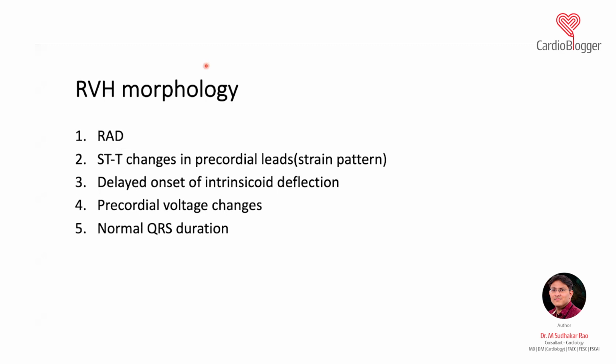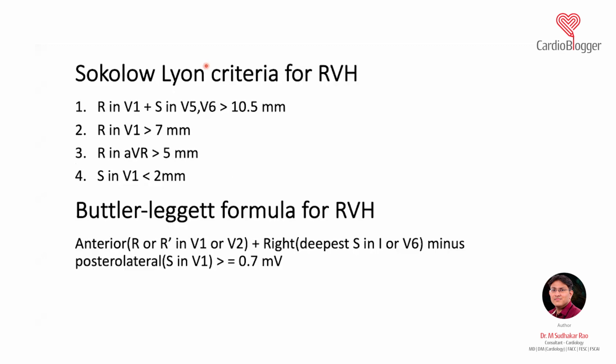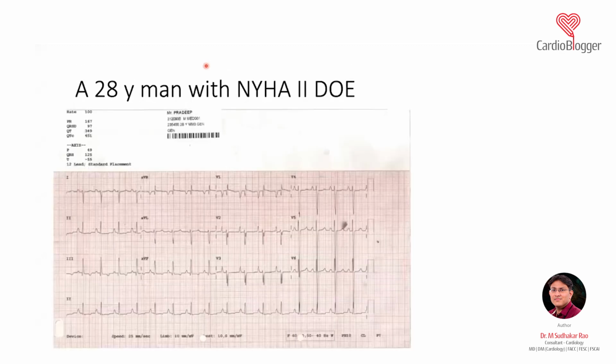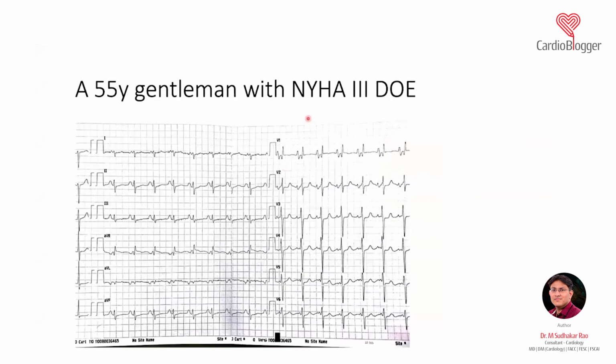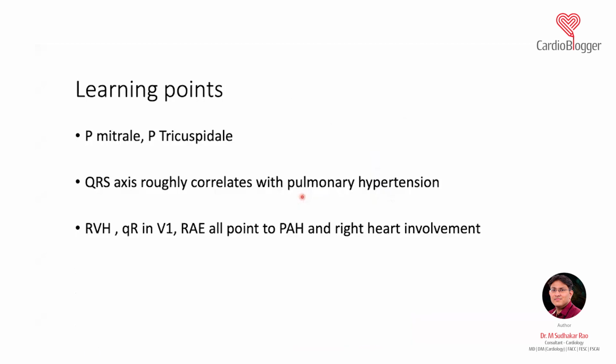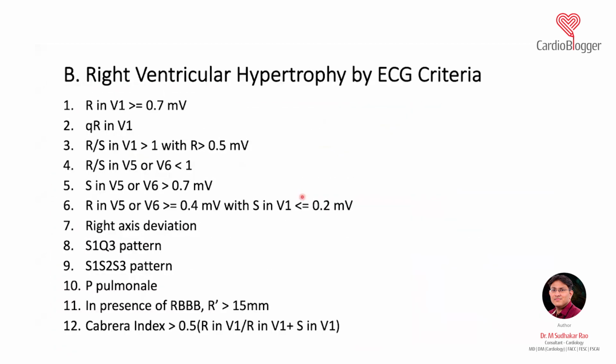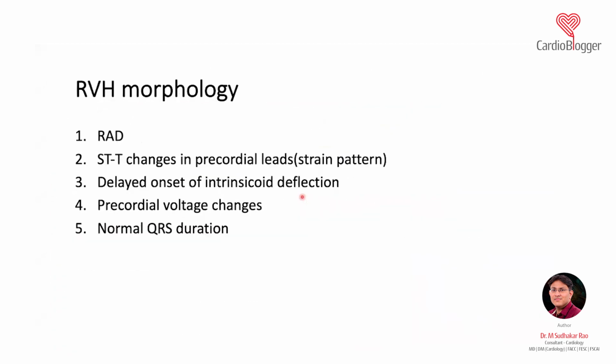Again, there is something known as ST changes or strain pattern, which I have shown you in this ECG. Here there is a QR pattern in lead V1, so there is some form of right ventricular hypertrophy, but this is the strain pattern, RVH with strain. Because of the RVH, there is strain on the right ventricle, which is causing an ST depression of more than 2 mm in leads V2 and V3. So this strain pattern also suggests that there is some form of right ventricular hypertrophy.